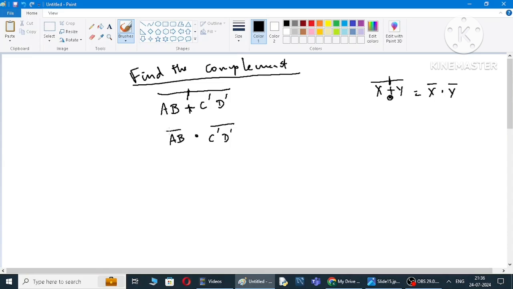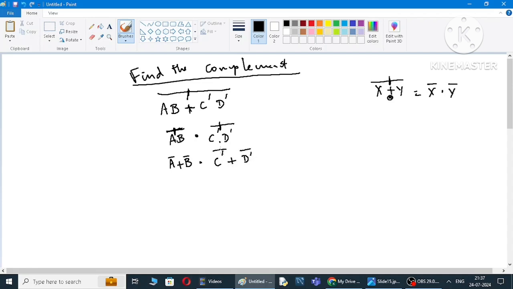Now don't stop with this. Again you have a combined term here. So break the line here also. A bar, B bar, and wherever you break, you have to change the sign. Here there is supposed to be a dot, so change it to plus. And break the line here. It was supposed to be a dot here. So C bar whole bar plus D bar whole bar.